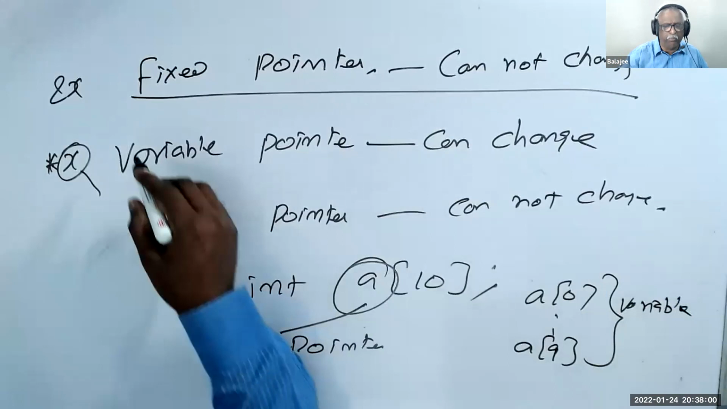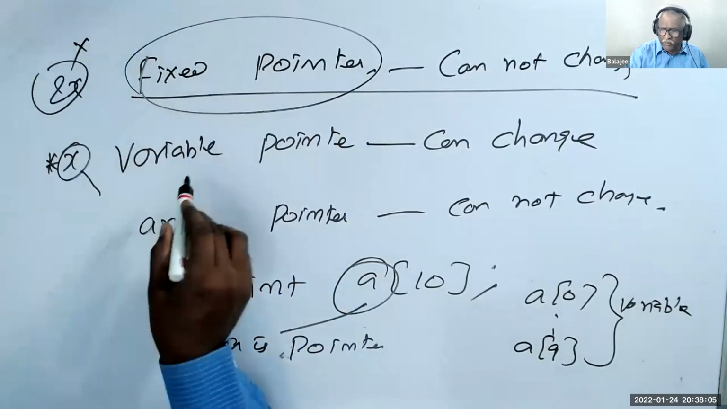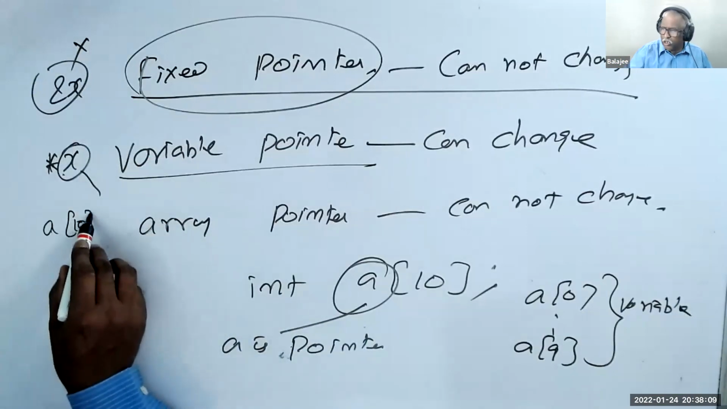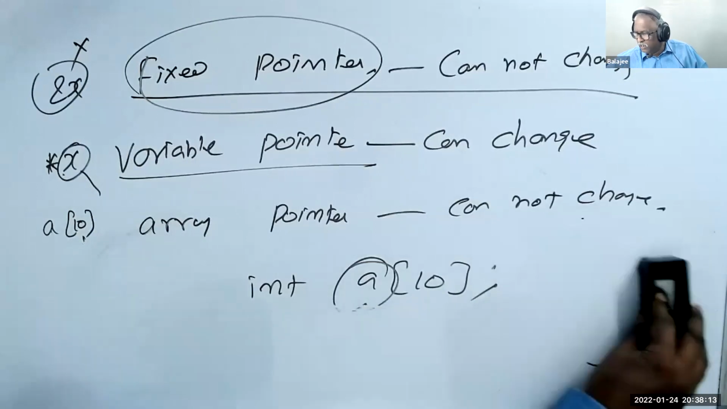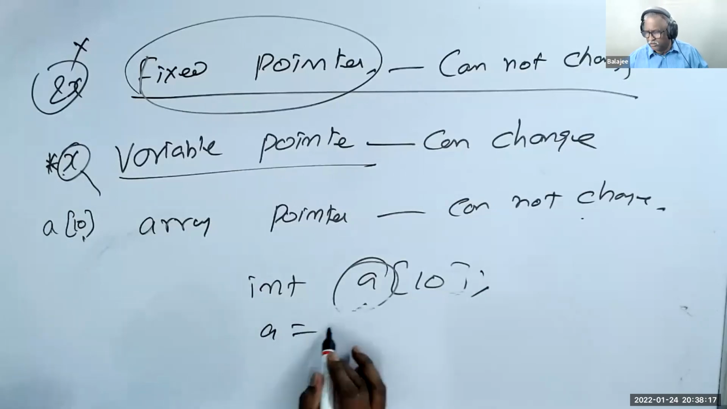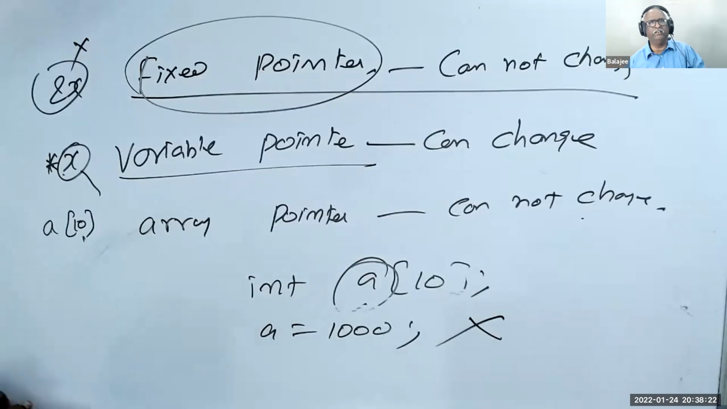Please understand only the three pointers. One is a fixed pointer, you cannot change. One is a variable pointer, you can change. One is an array pointer, you cannot change. You cannot put the array where you wish. If you say A of 10 and A is equal to 1000, this is wrong. Okay, I'll show you now how the system gives an error. We should know how the system gives the error.